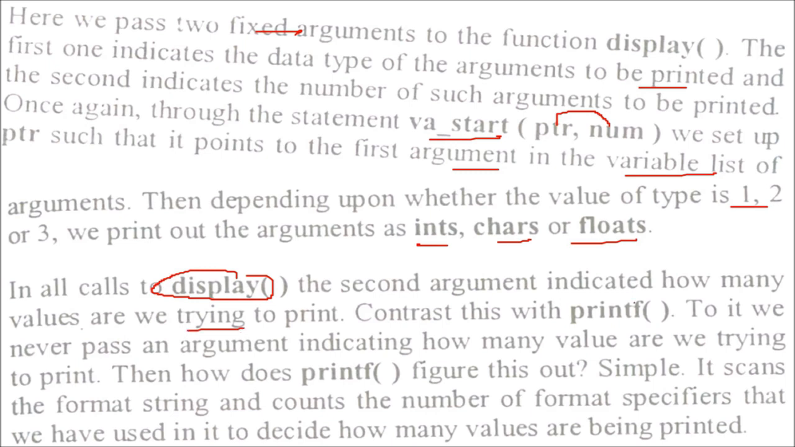So in all calls to this display, the second argument indicates how many values we are trying to print. This is in contrast to printf. To printf, we never pass an argument indicating how many values we are trying to print. So how does printf know? How does printf figure this out? Simple. It scans the format string. It counts the number of format specifiers that we have used, and according to that, it determines how many values are to be printed.